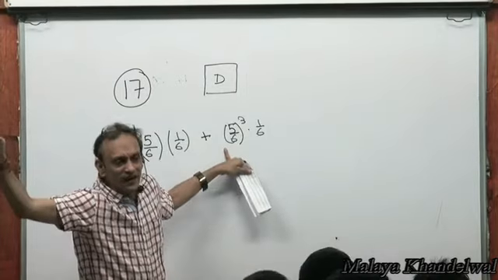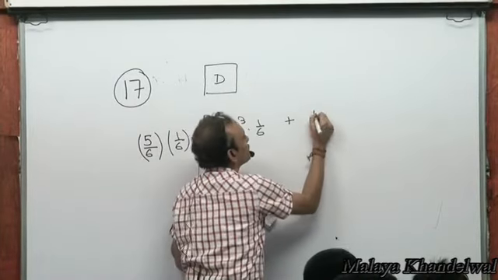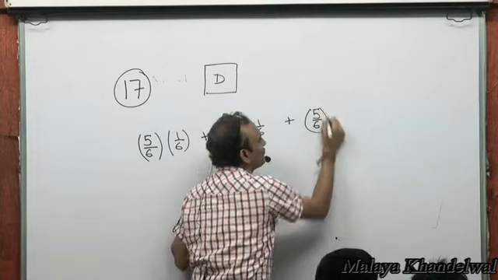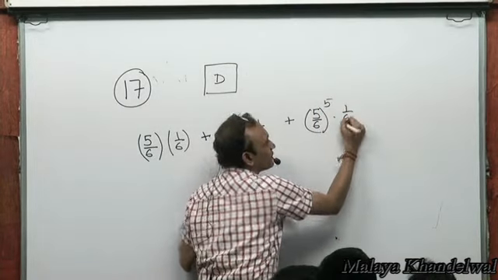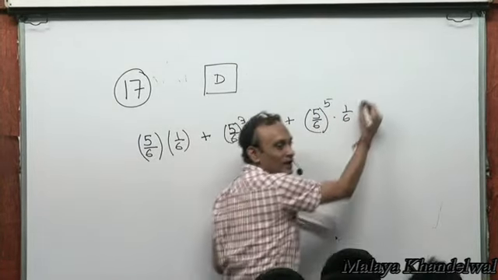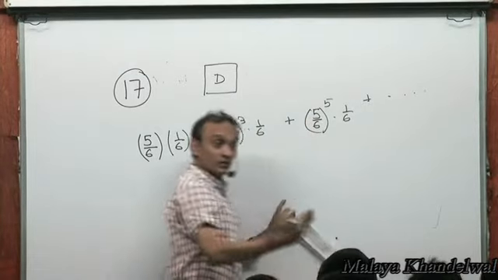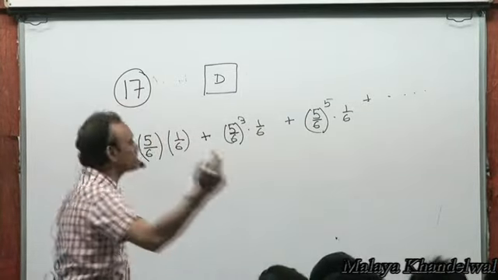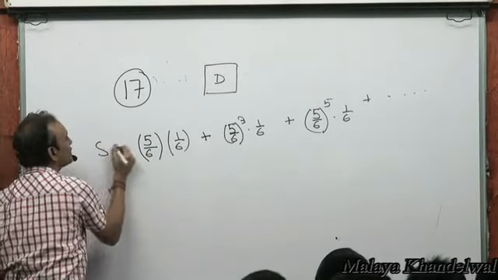It should fail in the first 5 trials. It fails in the first 5 trials in (5/6)^5 ways and succeeds in the 6th trial in these many ways. Yes or no? Up to infinity? Because 2nd, 4th, yes, it's a GP series. Realize that this is the required probability.